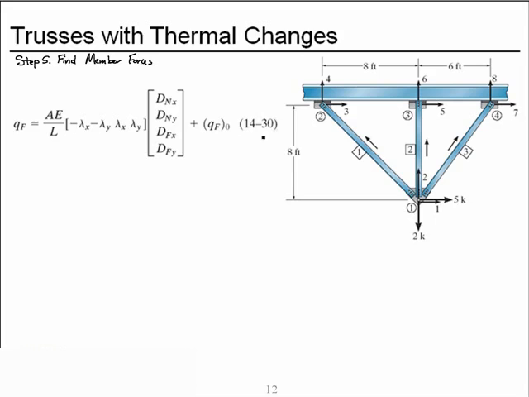And to do that, we'll use equation 14-30, which uses the displacements for the structure and the fixed end forces in local coordinates to obtain the far node member force, which is assumed tension. So if we get a positive quantity, the member is in tension. If we get a negative quantity, the member is in compression. So let's start with member 1.